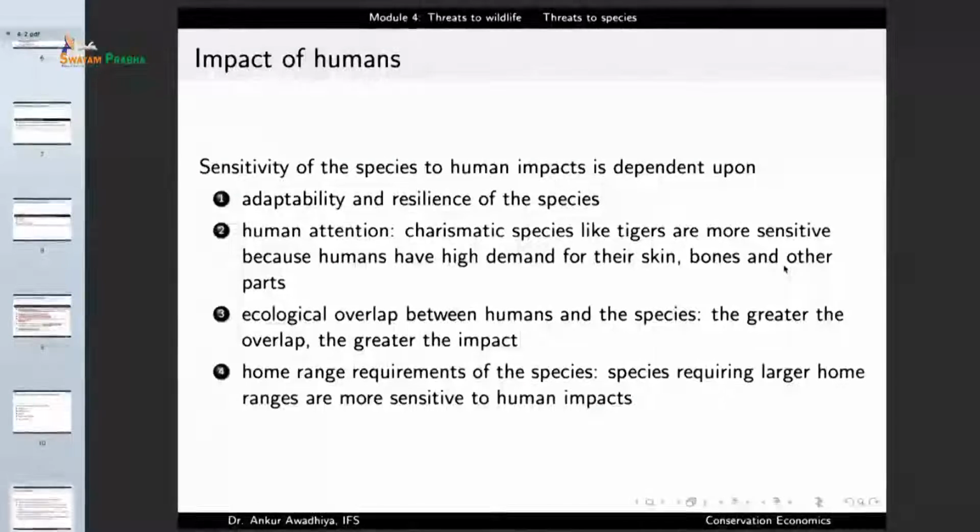Now, the impact of humans on different species is different. The sensitivity of a species to human impacts depends upon a number of factors, such as the adaptability and resilience of the species. There are certain species that produce a large number of offspring. So even if humans are taking out individuals from this species, the individuals that remain breed so profusely that it hardly matters. Good examples are mosquitoes, rats and mice.